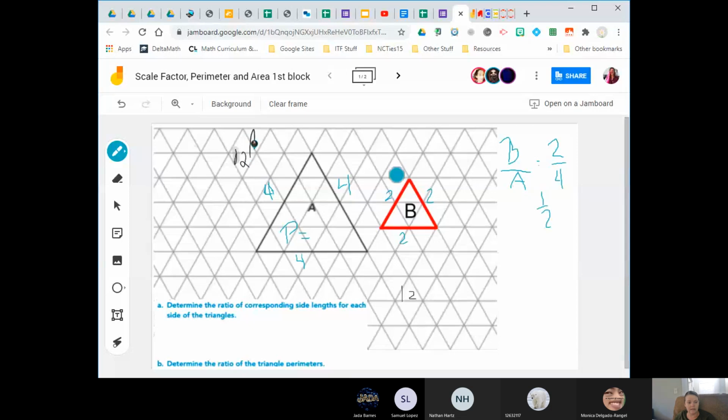All right, Yariel and Nathan both say 12. Monica said in the chat 12. So it looks like we're all in agreement that it would be 12 units, because if we add 4 plus 4 plus 4, that would give us 12. All right, what about triangle B? What would the perimeter of triangle B be? Monica says 6, Nathan says 6, Yariel says 6, because 2 plus 2 plus 2 equals 6. Oh, good morning, Jada.